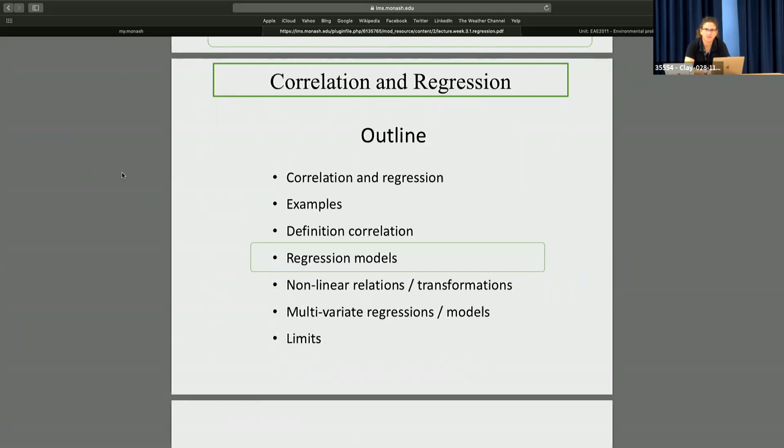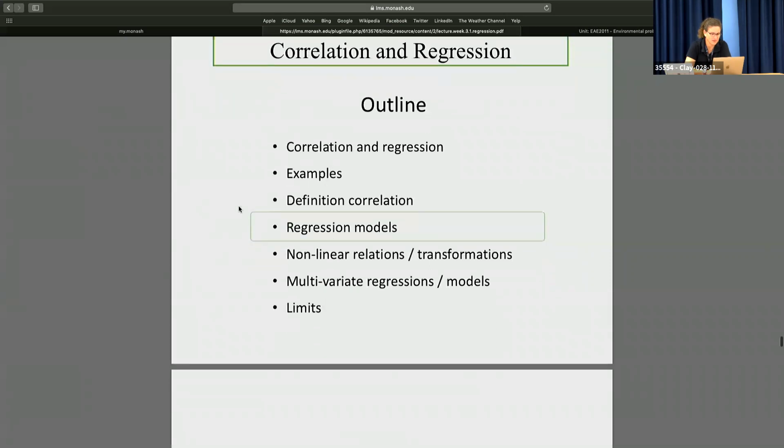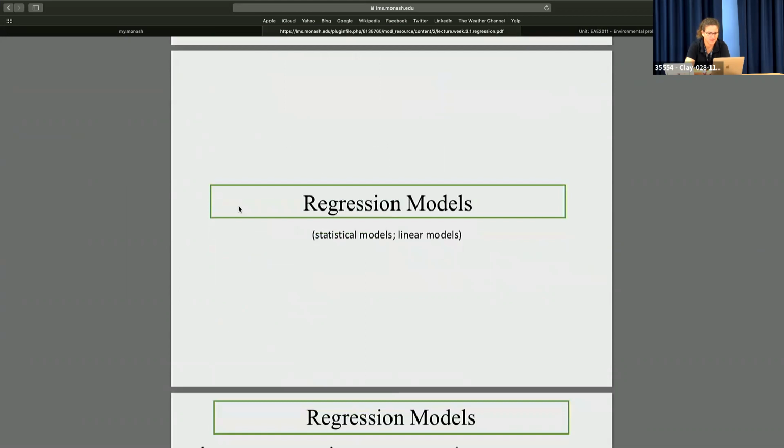So we spoke about correlation in the last lecture, and we're going to move on. We defined correlation, we gave examples of correlation, especially of the problems interpreting correlation, which are rife. And the next thing we're going to move on to are the regression models. Now you can have a range of regression models.